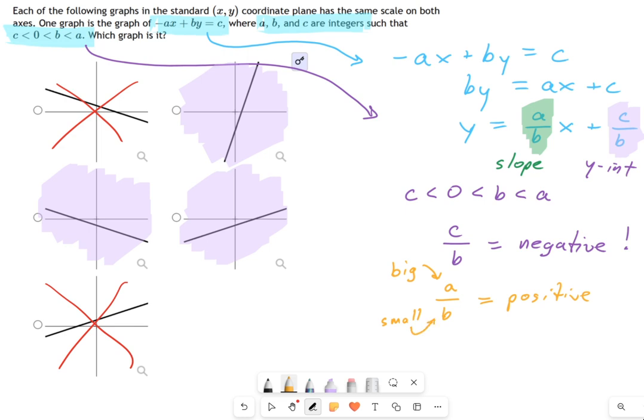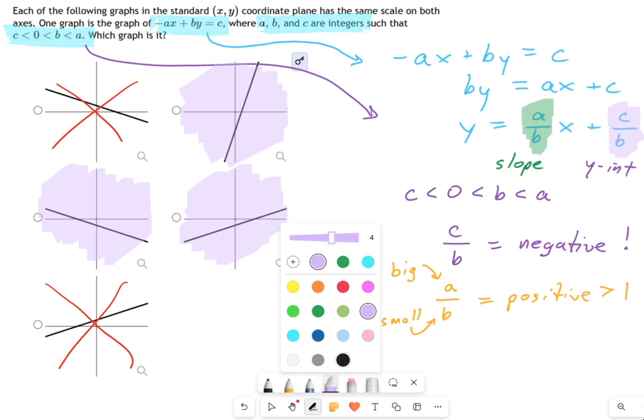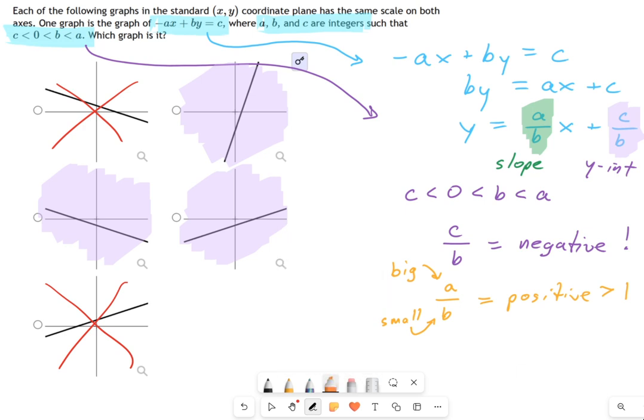Well, what happens when you divide a big number by a small number? You get something bigger than 1, right? That could be like 5 divided by 2 or 10 divided by 3. It's going to be some positive number greater than 1, which means not only is this slope positive, but it's fairly steep. It's going to be going uphill rather quickly. It's rise over run, and that's going to be a fairly strong slope.